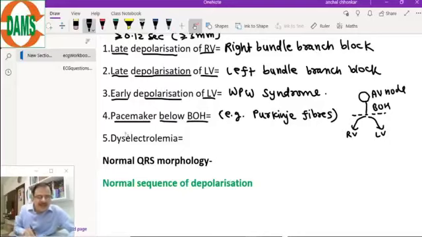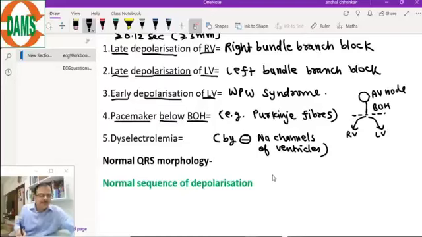Now, dyselectrolemia, by inhibiting sodium channels of the ventricles, impairs ventricle depolarization.